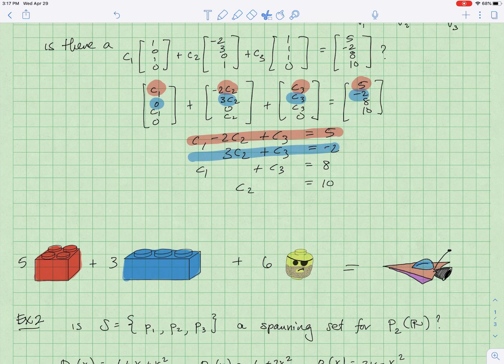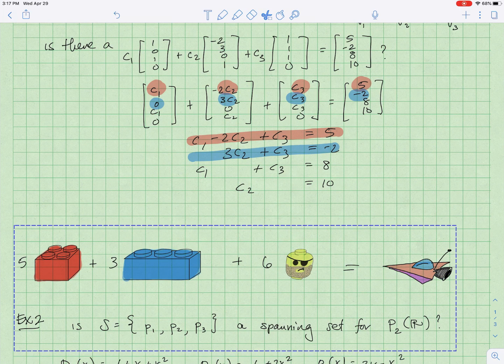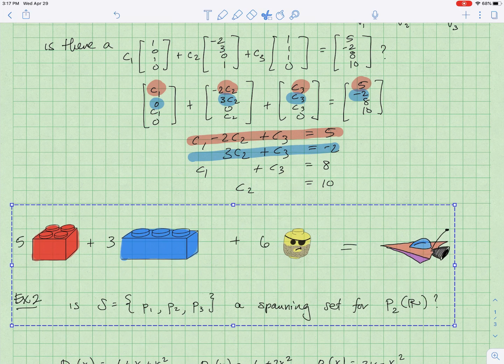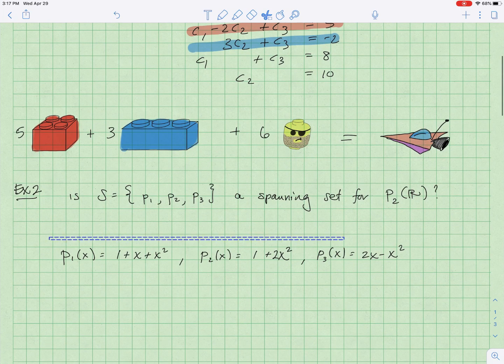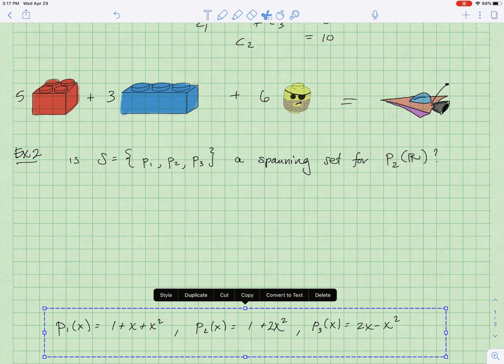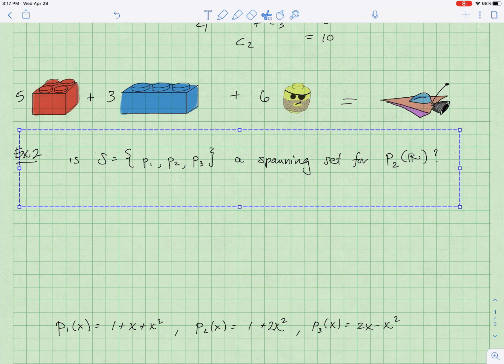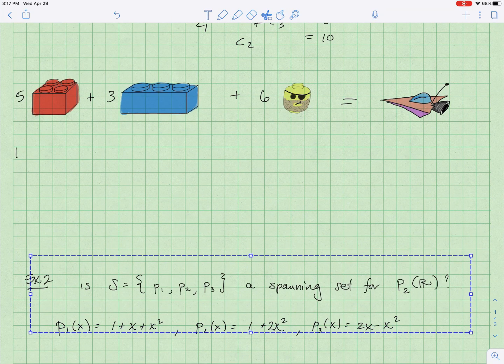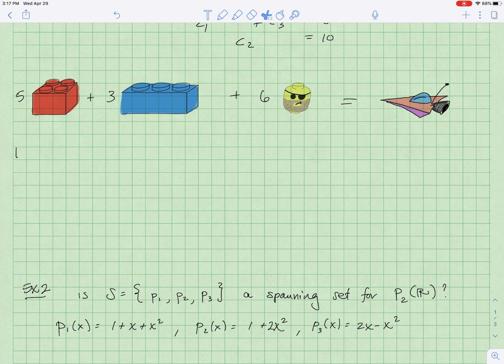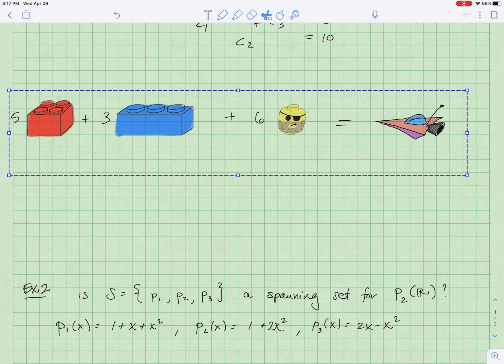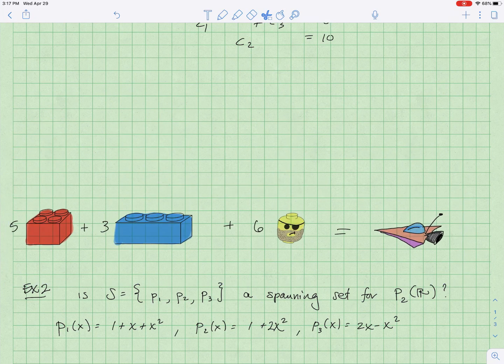Let me move some of these beautiful Lego pictures out of the way here. Oops. This is our next little example. I was not prepared for all this writing.